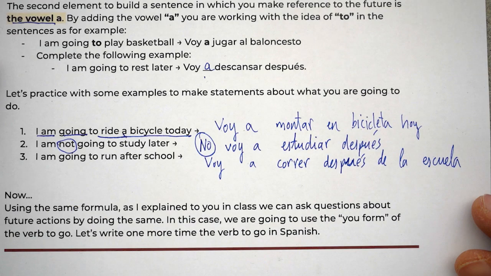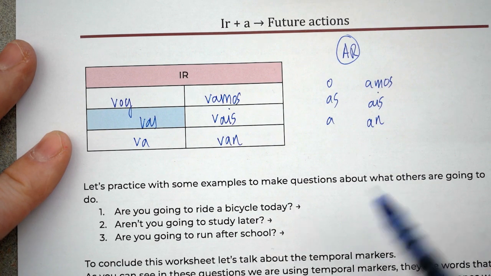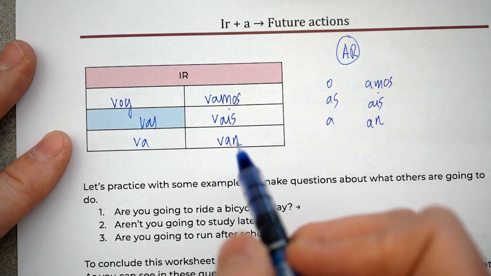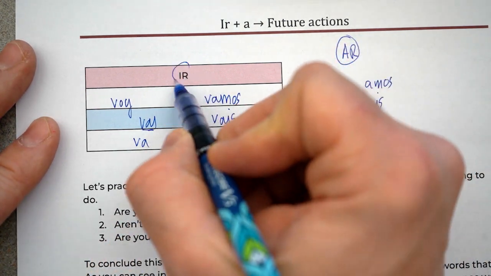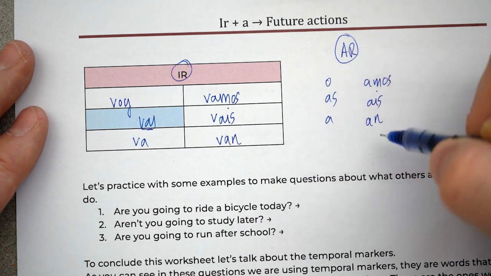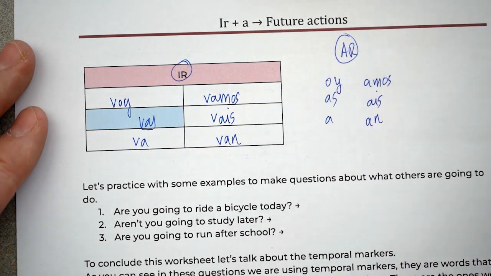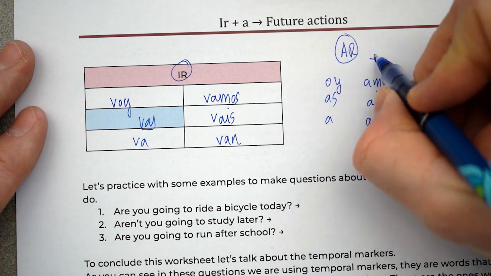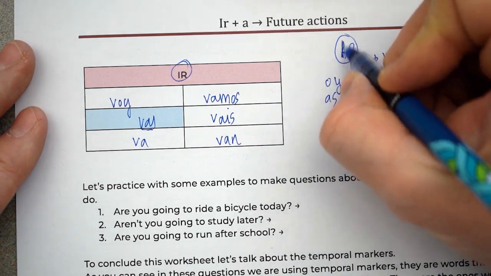Now, using the same formula as I explained to you in class, we can ask questions about future actions by doing the same. In this case, we are going to use the you form of the verb to go. Let's write one more time the verb to go in Spanish. Remember that the verb ir will be irregular, but if you can see, it's mainly using the endings for AR, right? Although we have to add the Y on that one, and if we consider the stem will be V. Okay, so maybe we can use this trick to remember how to conjugate the verb ir in a very simple way.